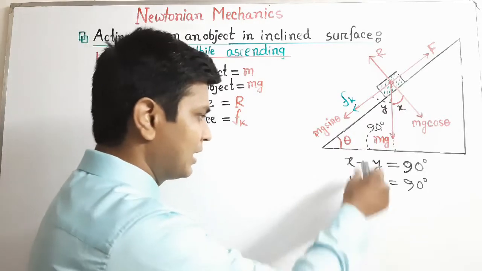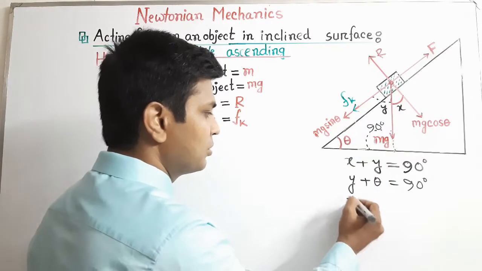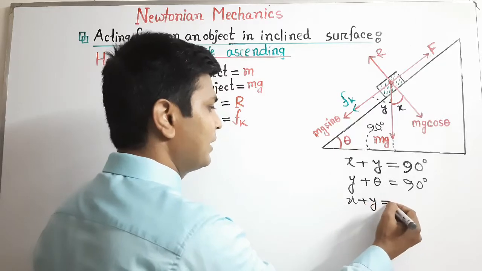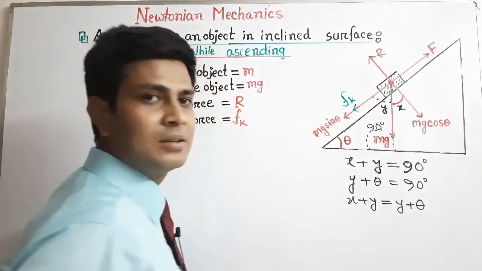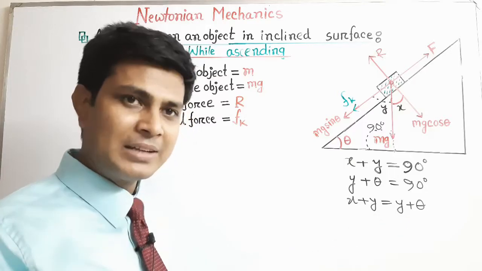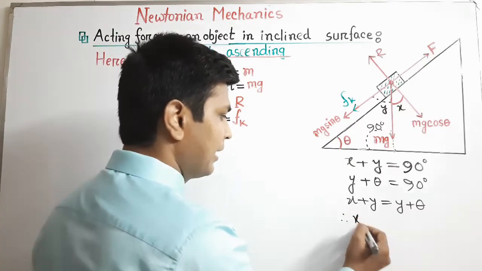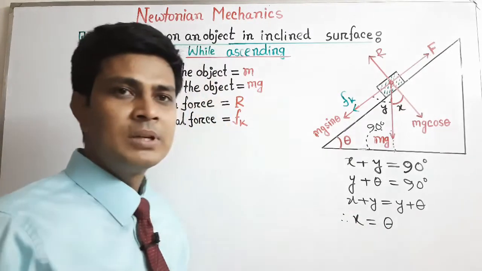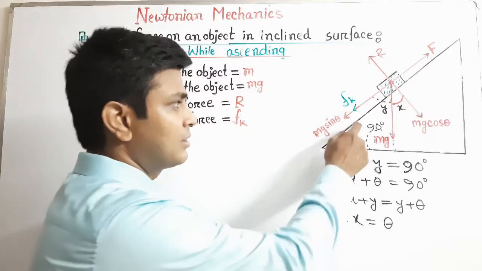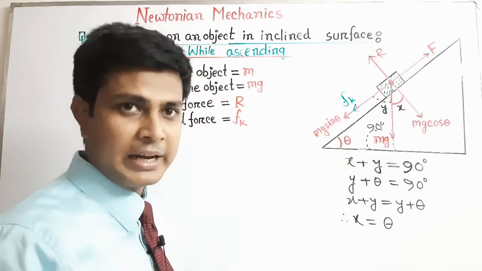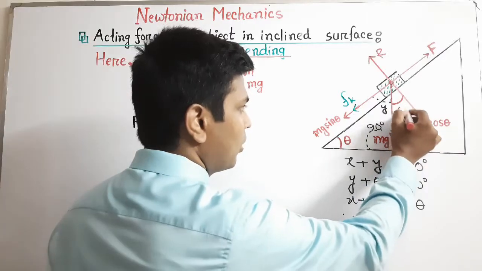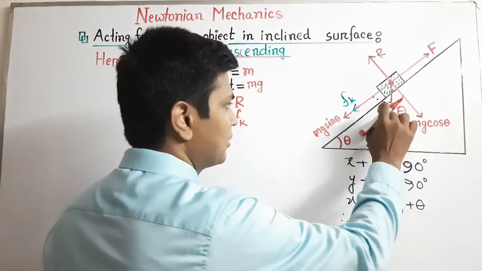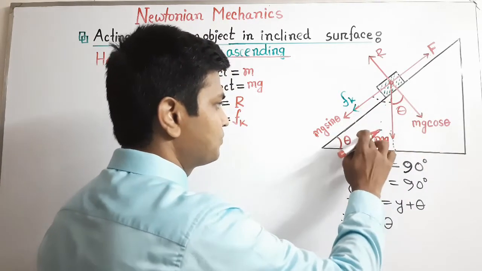So now if we add these two equations, then we can write x plus y equals y plus theta. So from both sides y will be cancelled, so we have here x equals theta. So if the surface is inclined with angle theta, then this angle will also be theta. I hope all of you have understood.